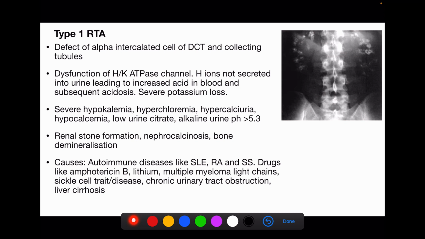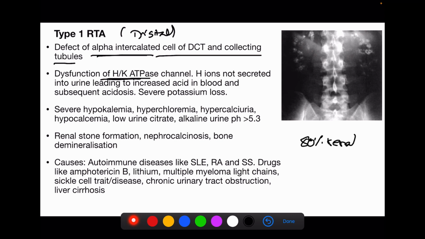So type 1 RTA, as I told, is distal renal tubular acidosis. And the main mechanism by which the body gets rid of excess acid is H plus secretion in the distal convoluted tubule and the collecting tubule. So in type 1 RTA, there's a problem with the alpha intercalated cell of distal convoluted tubule and collecting tubules. So because of that, there's a dysfunction of the pump which is secreting hydrogen. So as I told before, hydrogen secretion is the main mode by which body handles renal acid. It is responsible for excretion of 80% of renal acid excretion.